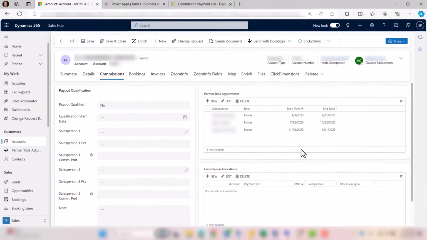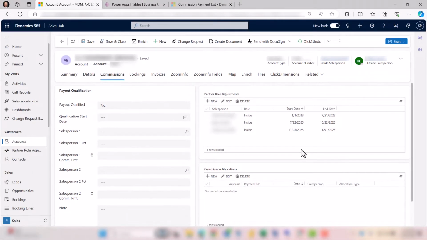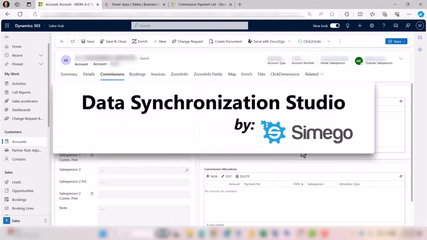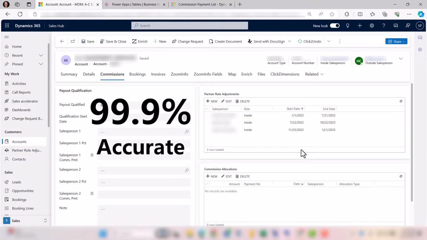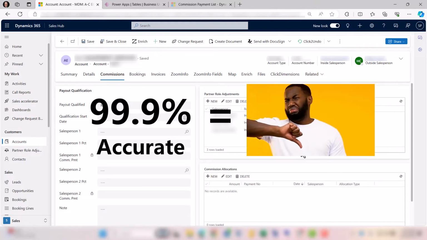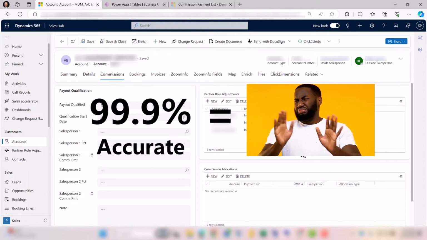Now, the commissions are calculated throughout the month using a series of data scripts. Most of the work is done with a tool called Data Synchronization Studio, which we love, and it is pristine. It runs flawlessly. Well, almost flawlessly. It's 99.9% accurate. And what does that mean to me? That means it will 100% not work. And let me explain what happened.